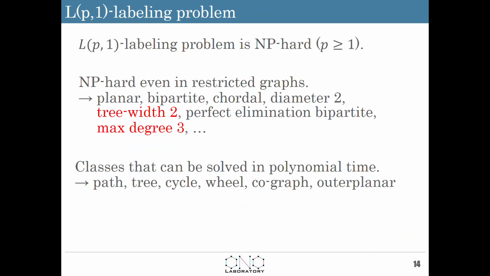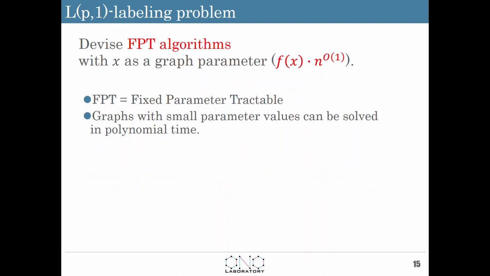Let me explain the previous work about LP1 leveling. First, the LP1 leveling problem is NP-hard for any positive P, and it is NP-hard even for the following restricted graphs. But classes of path, tree, cycle, wheel, cograph, and outer planar can be solved in polynomial time. As we saw in the previous slide, the LP1 leveling problem is NP-hard on very restricted graphs.